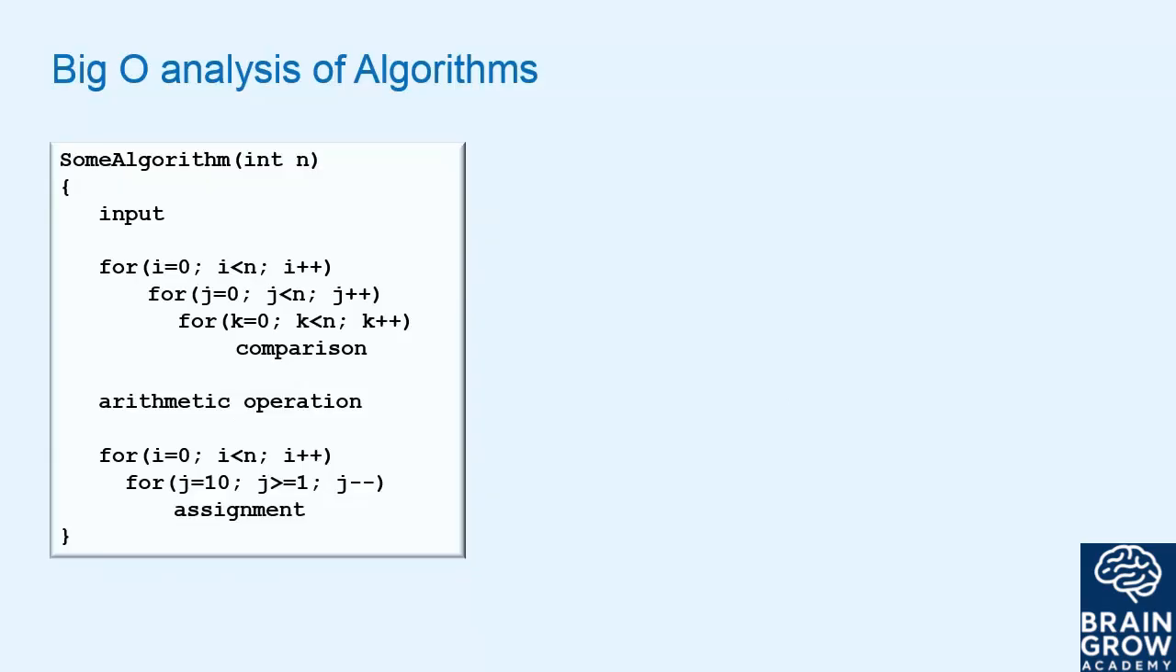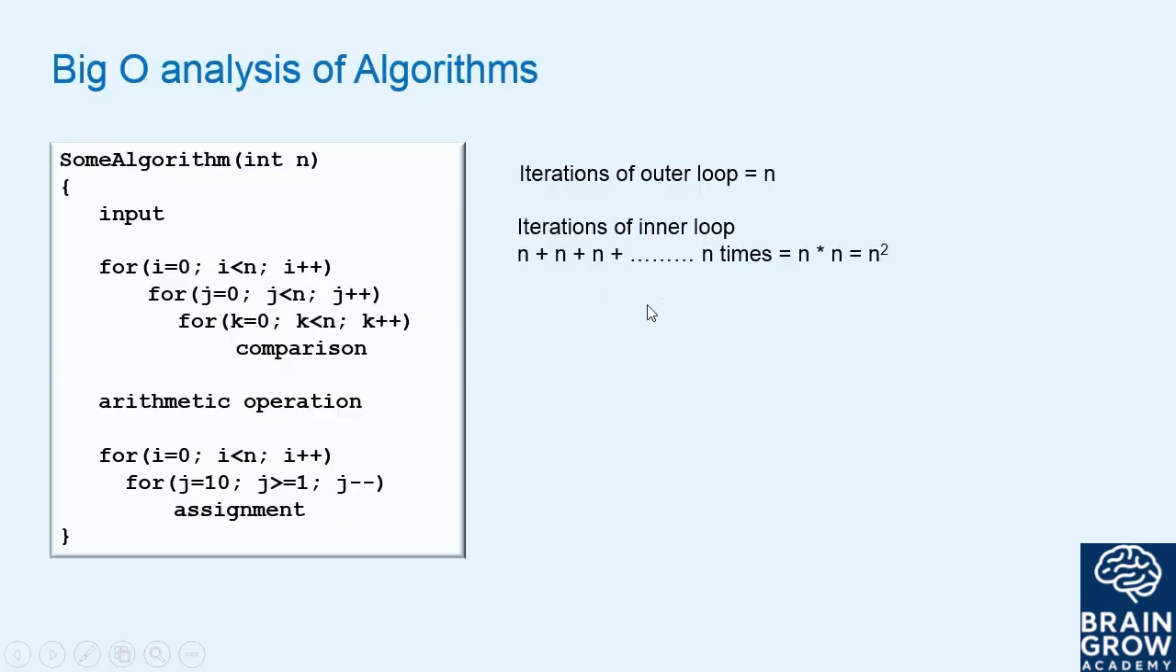Now in this algorithm, we have to count the number of times this comparison and this assignment is executed because their number will depend upon n. First, let's see this nested loop structure. This outer loop iterates n times. In each iteration of this outer loop, this inner loop iterates n times. So the total number of iterations of this inner loop is equal to n square. In each iteration of this inner loop, this innermost loop iterates n times. So the total number of iterations of this innermost loop is equal to n square into n, which is n cube. So this comparison operation will be executed total n cube times.